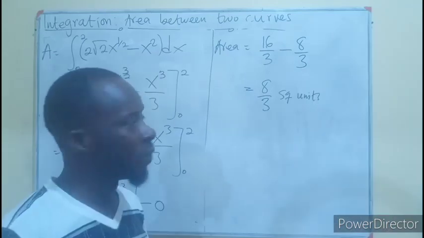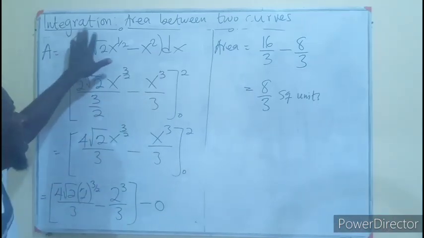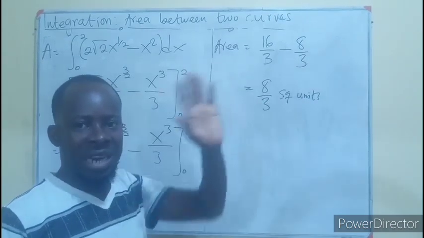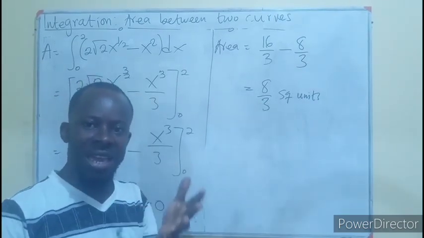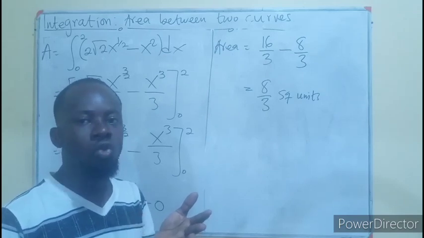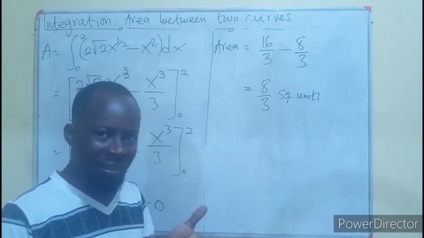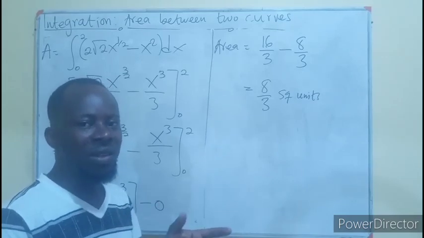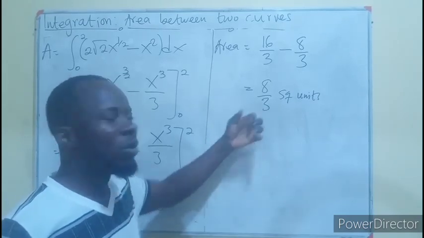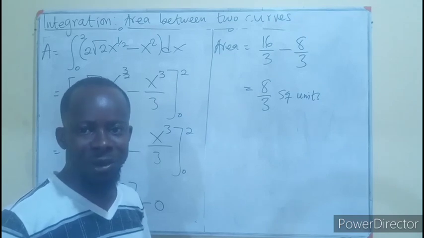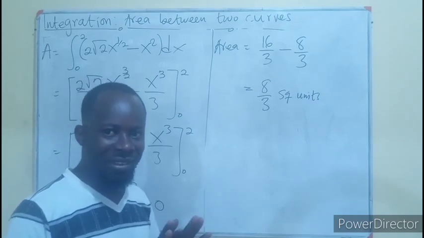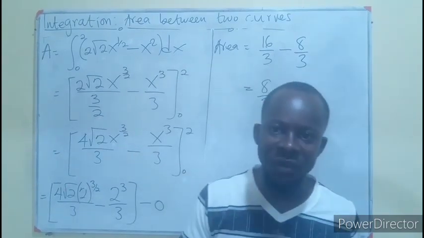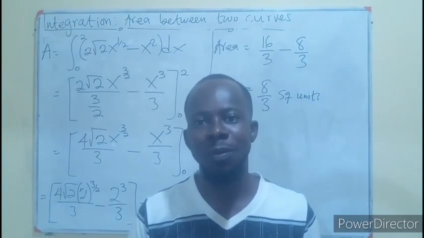So when we have the integration for area between two curves, the steps still remain the same. Find the intersection of the two curves, integrate them separately, find the difference between the areas of integration, then your answer will be right there for you. I believe this clarifies your mind on integration of area bounded by two curves.